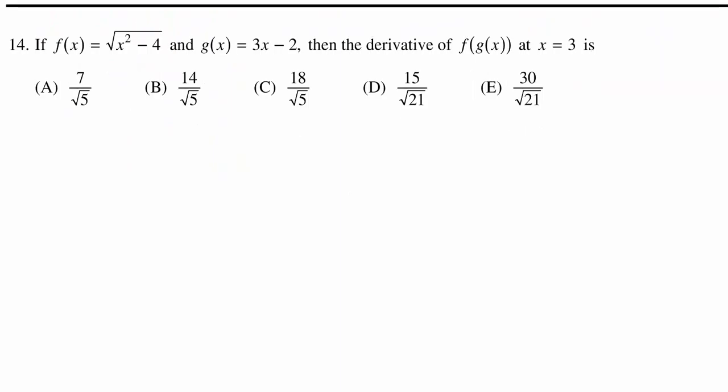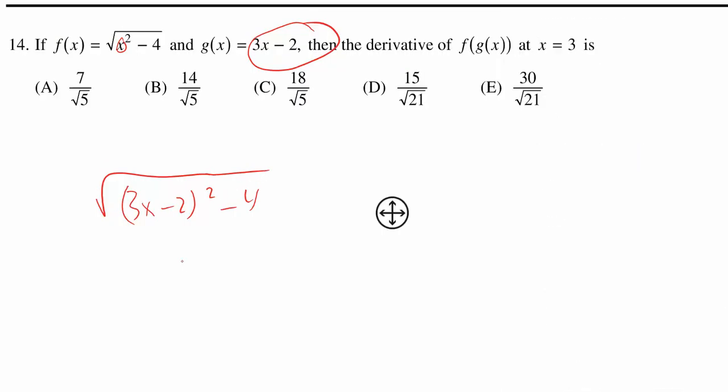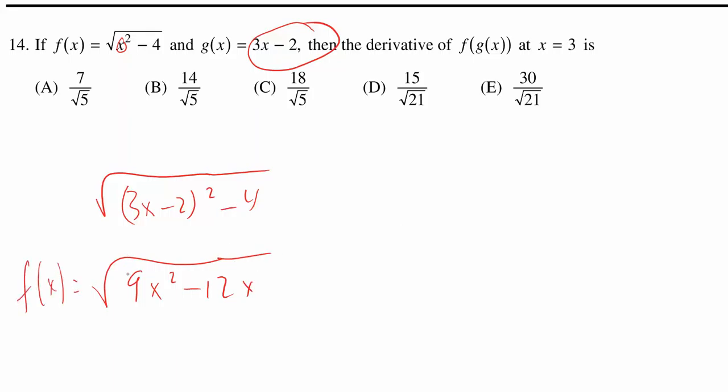Looking at 14. F of x is x squared minus 4. G of x is the square root of 3x minus 2. The derivative of f of g of x at 3 is... I would say a couple ways to do this. Yeah, it's probably easiest just to put this guy in there. So the square root of 3x minus 2 squared minus 4. I might even simplify that first before I started working. So 9x squared minus 12x plus 4 minus 4 is actually going to give me a 0. So that's my function. Let's find its derivative.